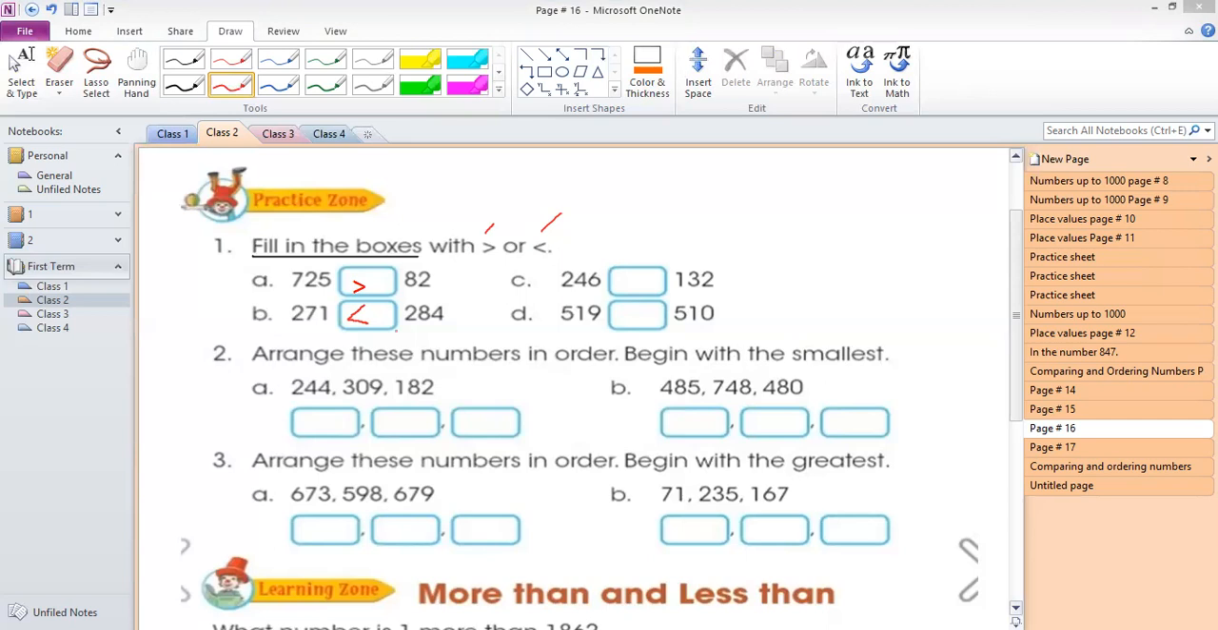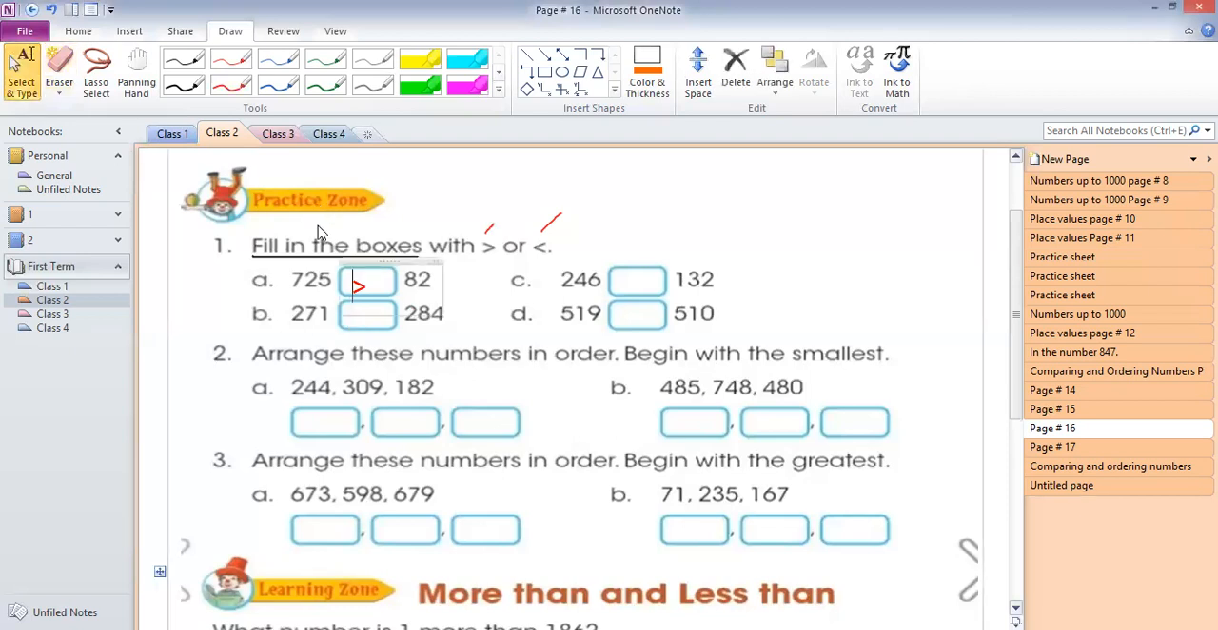Exactly, guys. Why? Because 284 is bigger. So we should open the mouth of the greater than or less than sign in front of the bigger number. So 284 is bigger than 271. That's why we will put the greater than sign. So we can also say that 271 is less than 284. Okay. This is the answer.